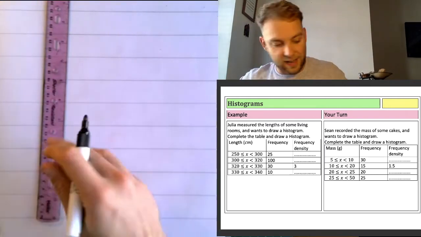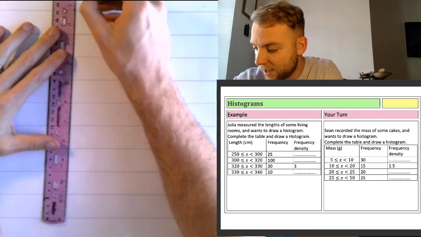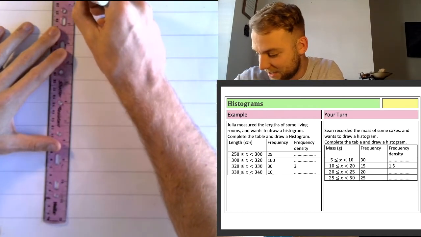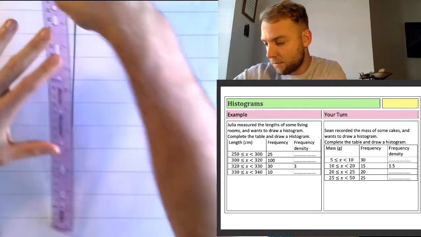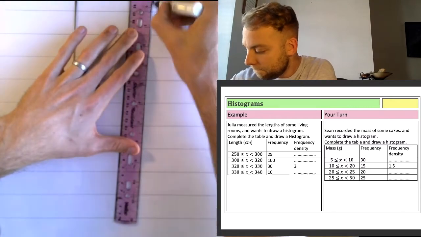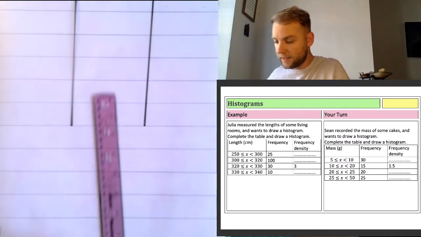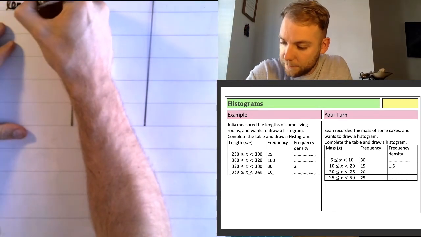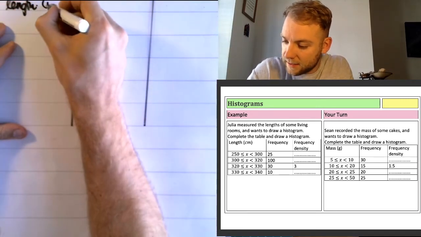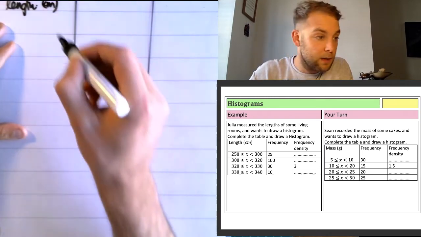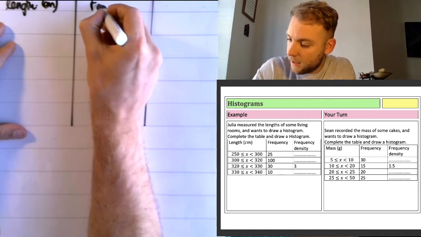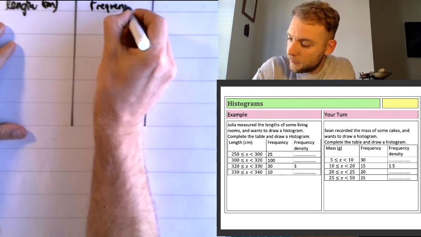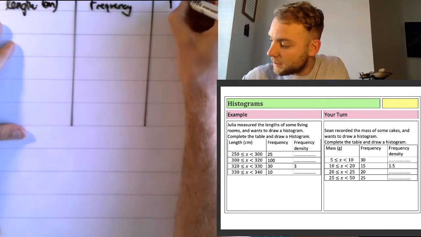So let's draw out the table first of all. Do make sure you're getting this down as well. Remember, the only way to learn maths is to do it. So we've got our table there. We've got lengths at the top up here, and that's in centimetres. We've got frequency there, and we've got frequency density over here.